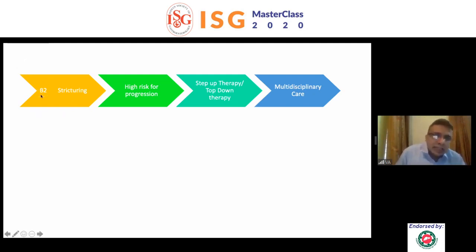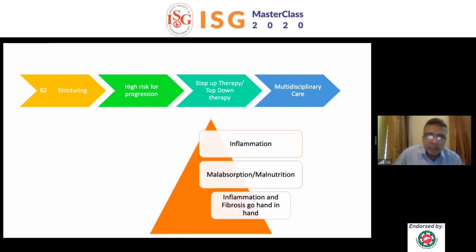That is B2 or the stricturing disease. Is it high risk or low risk? It is high risk for progression. So would you like to go for top-down therapy or step-up? Yes, top-down therapy. Unless the patient cannot afford it, in which case you have no choice but to start with step-up therapy, that is steroids. Most important thing, you need the help of a radiologist, a surgeon, a pathologist. You have to have multidisciplinary care if you really need to treat these patients very well.